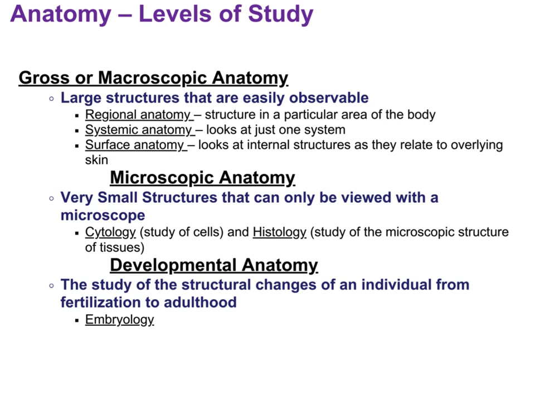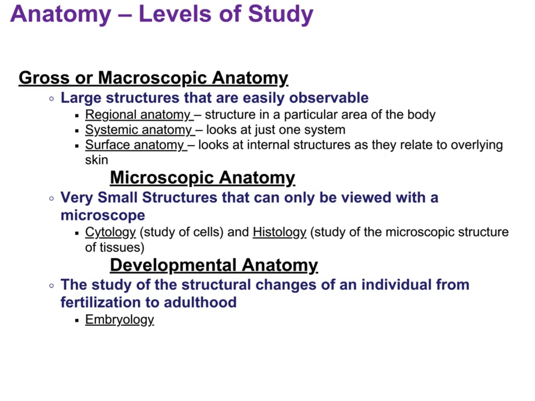We also have microscopic anatomy, where we have very small structures where we definitely need a microscope to view them. For example, looking at cells is called cytology. That's the study of cells. Histology is the study of tissues, and there's other subsets of microscopic anatomy.